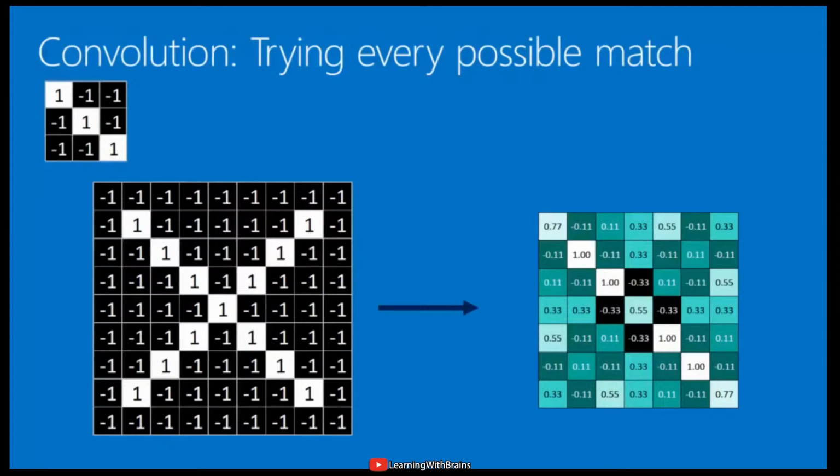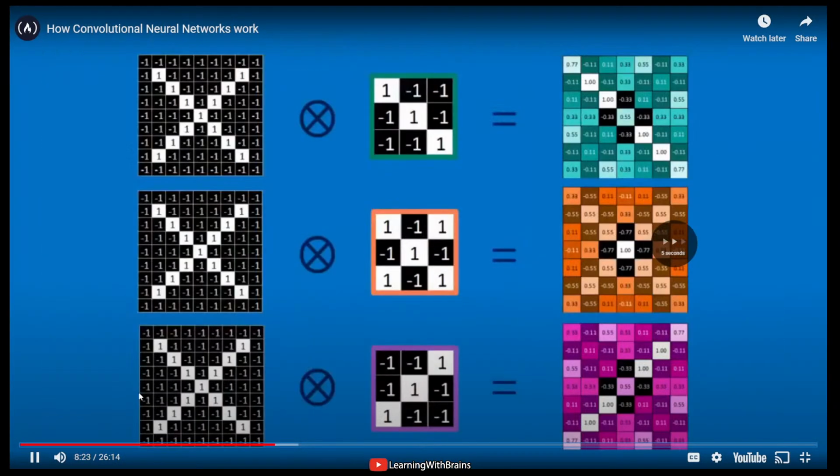This feature is a diagonal line slanting downward, left to right, which matches the downward, left to right diagonal of the X. So if we look at our filtered image, we see that all of the high numbers, 1s and 0.77s, are all right along that diagonal. That's where the feature occurs.